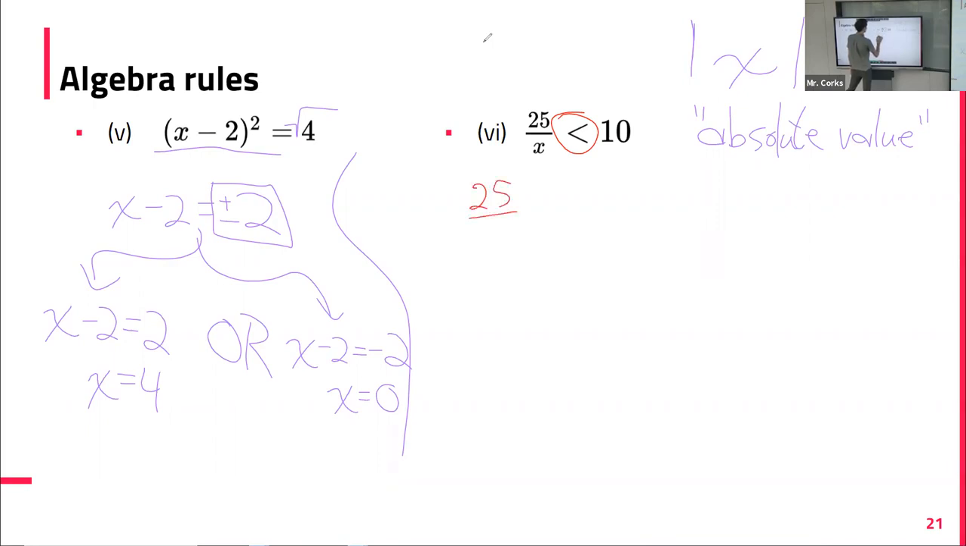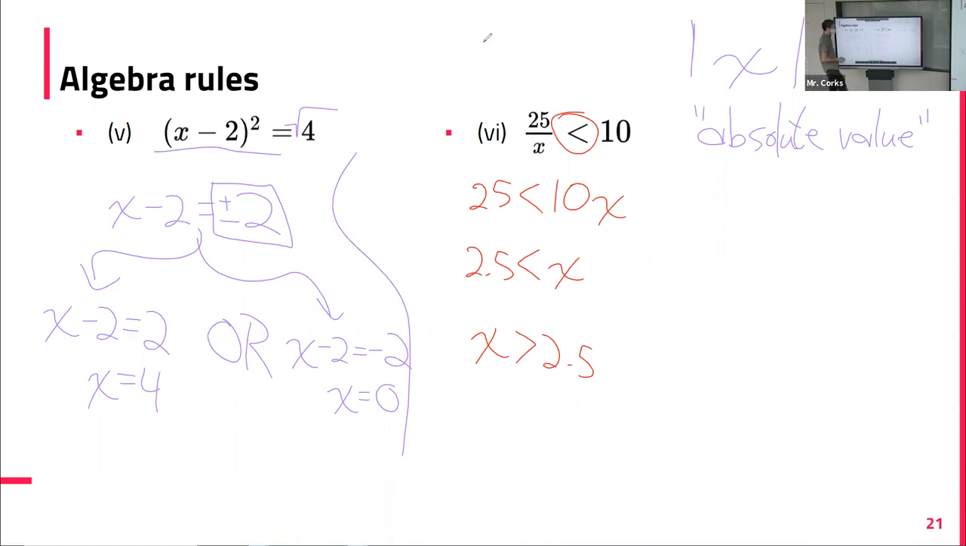So 25 is less than 10x, and then move the 10 over, so we'll get 2.5 less than x. And of course, by convention, usually we write the variable on the left side. So what would it be? Greater than. Yeah. So 2.5, just here, the sign has to flip directions. If you're moving everything from one side to the other side, flipping sides, the sign also flips directions.